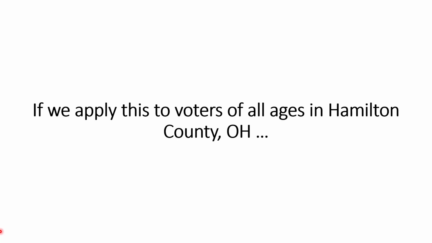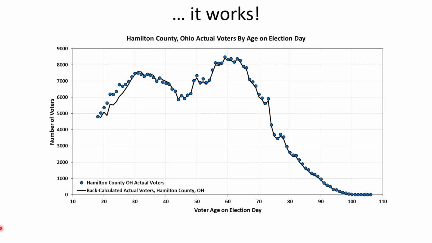If I do that, I get a graph like this. What you see here is the number of voters at each age versus the voter age on election day. The symbols are the actual numbers of votes, and this dark curve here is the back calculated number of voters. So that number I just calculated in the previous slide is right here. And you can see that that actually matches very well with the symbol. This method seems to work at the county level.